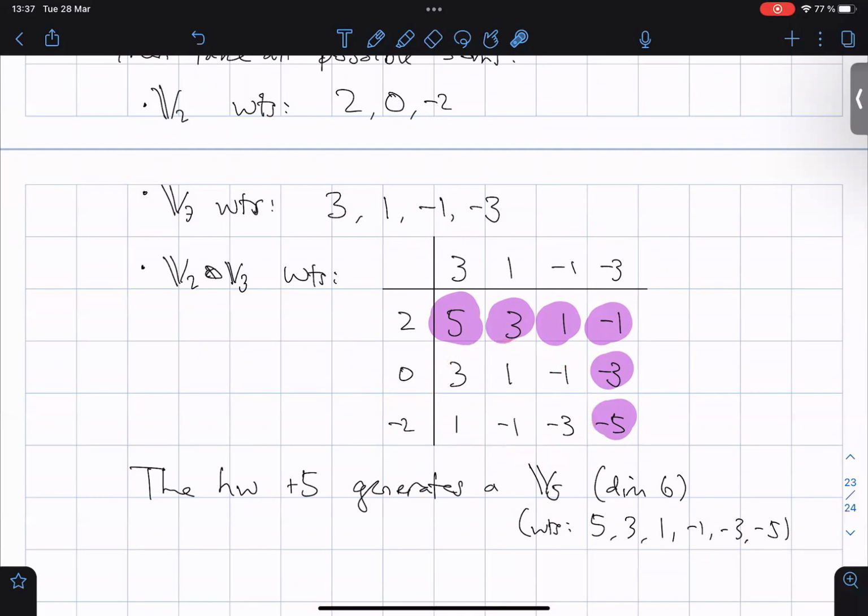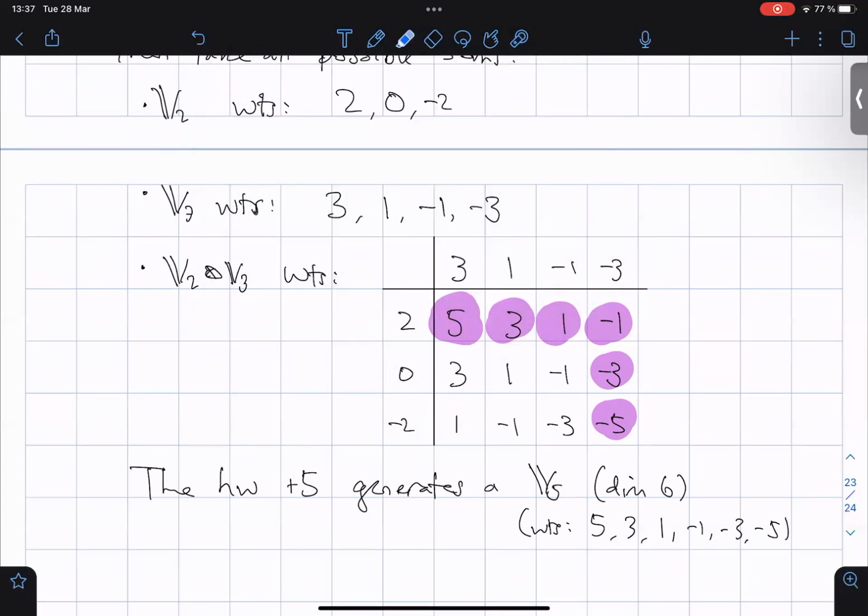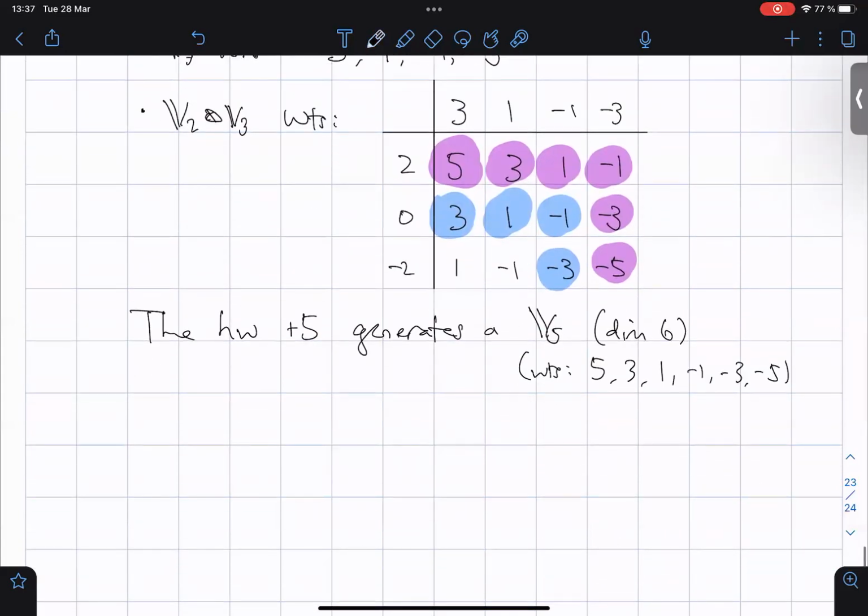But again, complete reducibility. These eigenvalues correspond to some direct sum of irreducible representations. Start with the highest one. Let's do a different color. So we have this 3: 3, 1, minus 1, minus 3. So we remove the V5 weights.